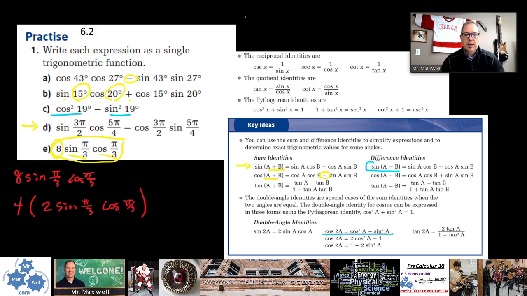See that? It's still the same, but now this inner part is exactly the same as this. So this can be written as 4 times sine of 2 times this value. What's 2 times pi over 3? It's just 2 pi over 3. That's as simple as you can get. As a single trig function, your answer is 4 times sine of 2 pi over 3.